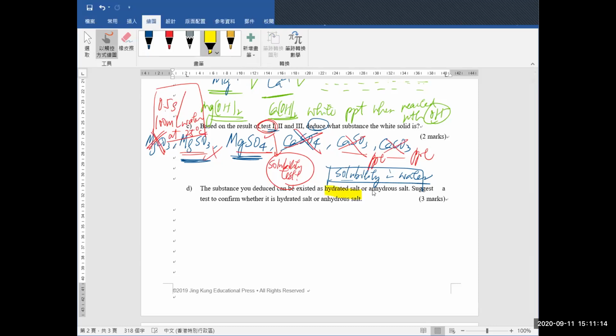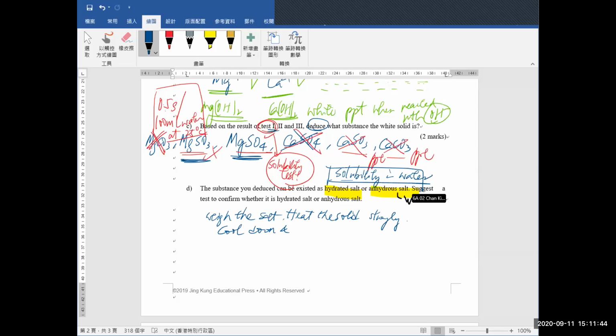Heat it, then crystallize it out, weigh the crystals, then heat it and see whether the mass changes. Okay, so the first step is to weigh the solid, just weigh the salt, and then what? You are going to heat it, right? Heat the solid strongly, cool down, and we weigh it.